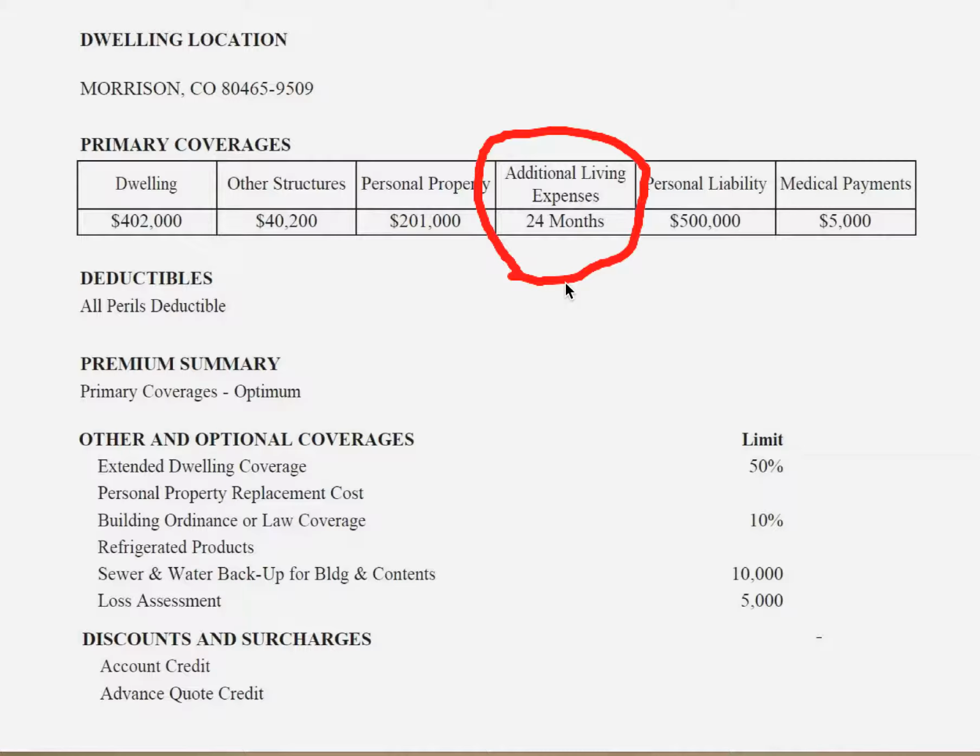All other living expenses that you incurred from not being able to live in your current home are going to be included in that. And this is not a specific dollar limit. Again, it's going to be reciprocal to how you were living currently, but they're going to give you a full 2 years of additional living expenses on this. So that's what that coverage encompasses as a whole.